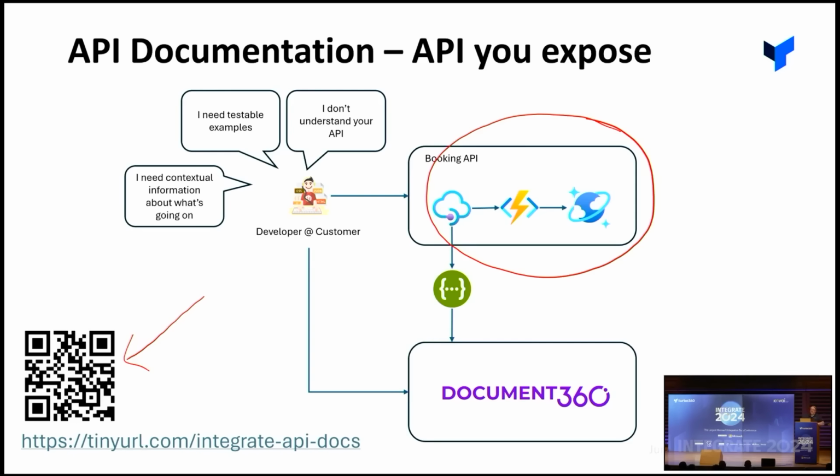One of the things we can do with Document360 is take an export from API management and put that into Document360 to help us document our API. This use case is really about APIs I'm going to expose for somebody else to use. We're going to look at the details of how to do that in a moment.